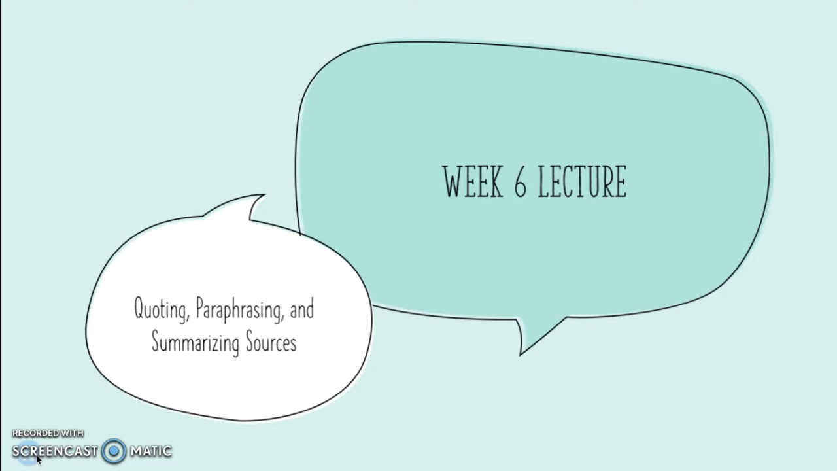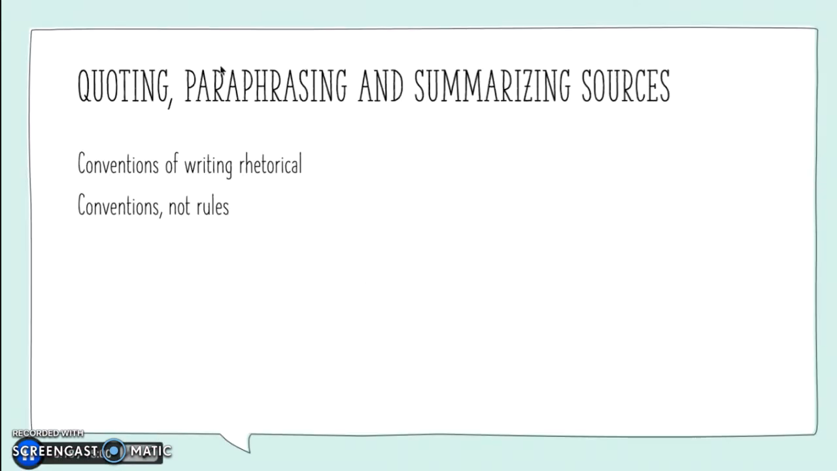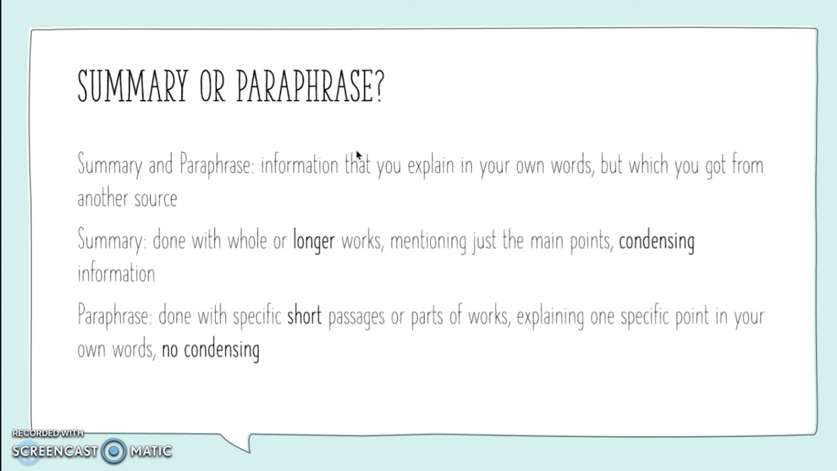This week we're going to talk about quoting, paraphrasing, and summarizing sources because in Project 3, which is an argument essay, we're going to be using 4 sources in our essay. Okay, so first I just want to mention that these aren't necessarily rules because there are exceptions to the rules. So we should call them conventions of writing. Rhetorical. So let's get started.